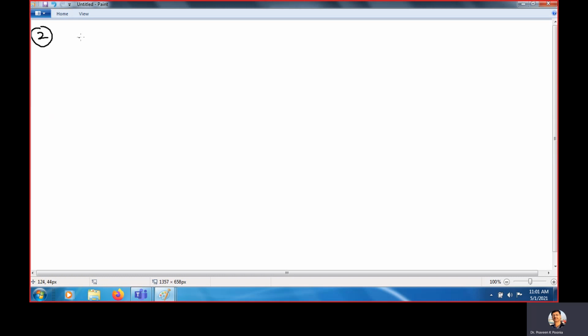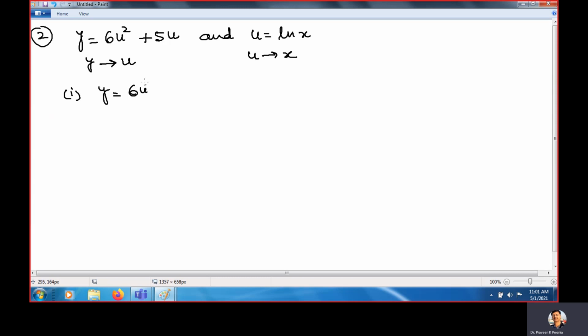What is given? Y is equal to 6u square plus 5u. Y is a function of u. And the other one is u equal to ln x. This is u as a function of x. Clear? So let us take the first one, y is equal to 6u square plus 5u. Find dy by du.